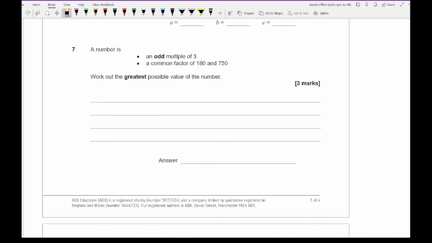Now, moving on to question 7, it says that a number is an odd multiple of 3 and has a common factor of 180 and 750. Work out the greatest possible value of the number. So for this, what you want to do with these types of questions, you always want to write down a decent amount of examples for each category. So if we go for the odd multiples of 3, the quickest way you probably do that is just to write down the 3 times table, because it's very easy to do.